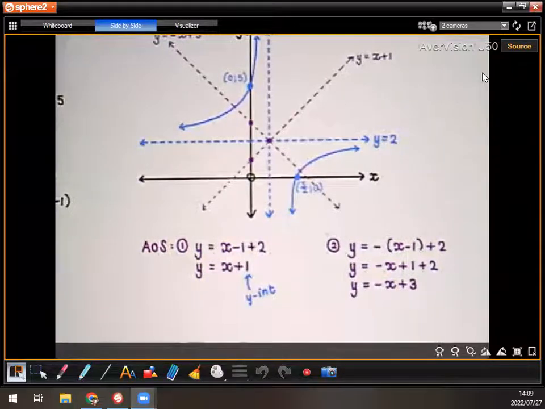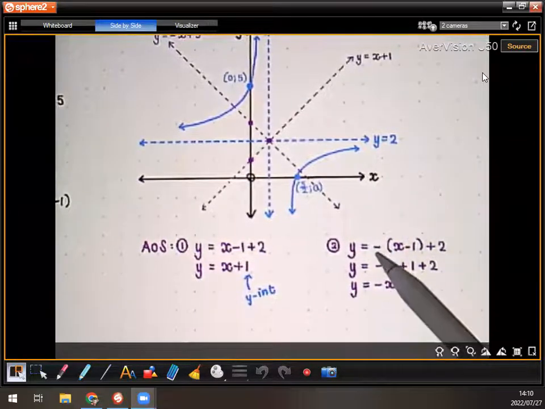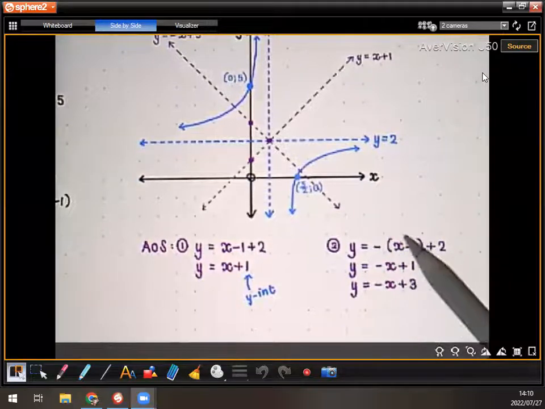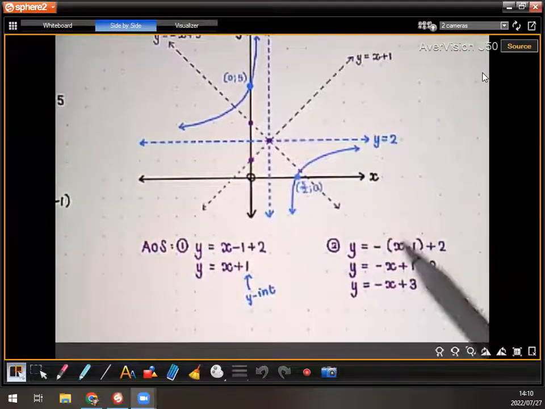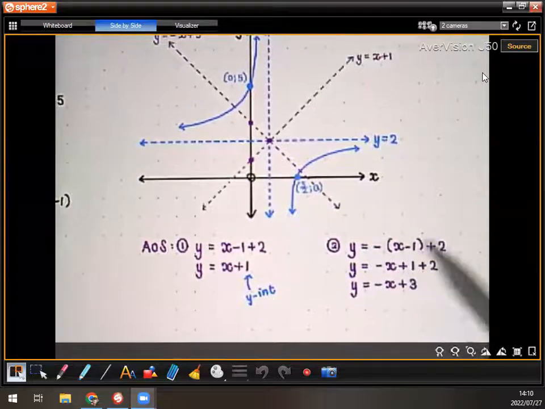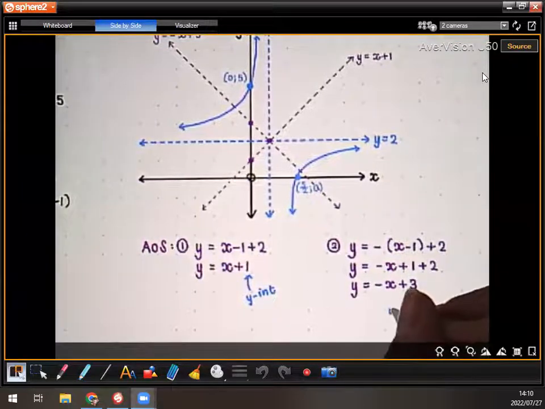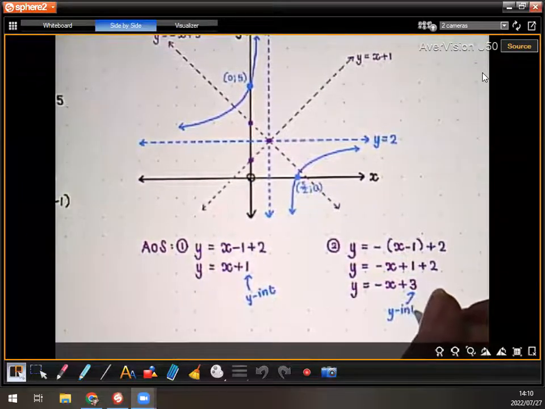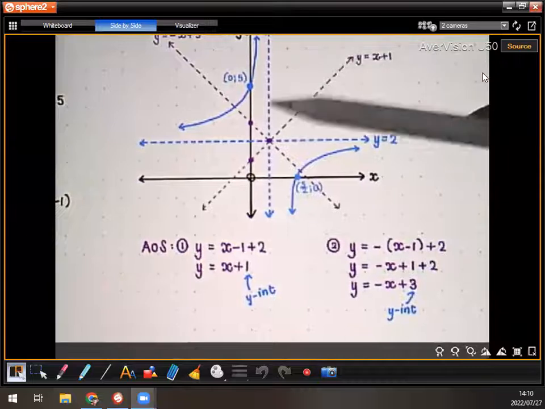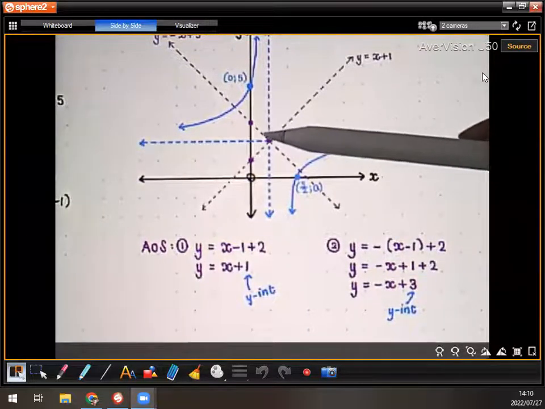Okay, and then the other one, that one is similar, it's a little bit more complicated. So you put the minus in front of that bracket thing. So the minus goes in front of the denominator, and then plus 2, and then multiply the negative 1 in, and then simplify. So this one has a y-intercept of 3. Alright, so there you see my point at 3 there, and again it goes through that same point.